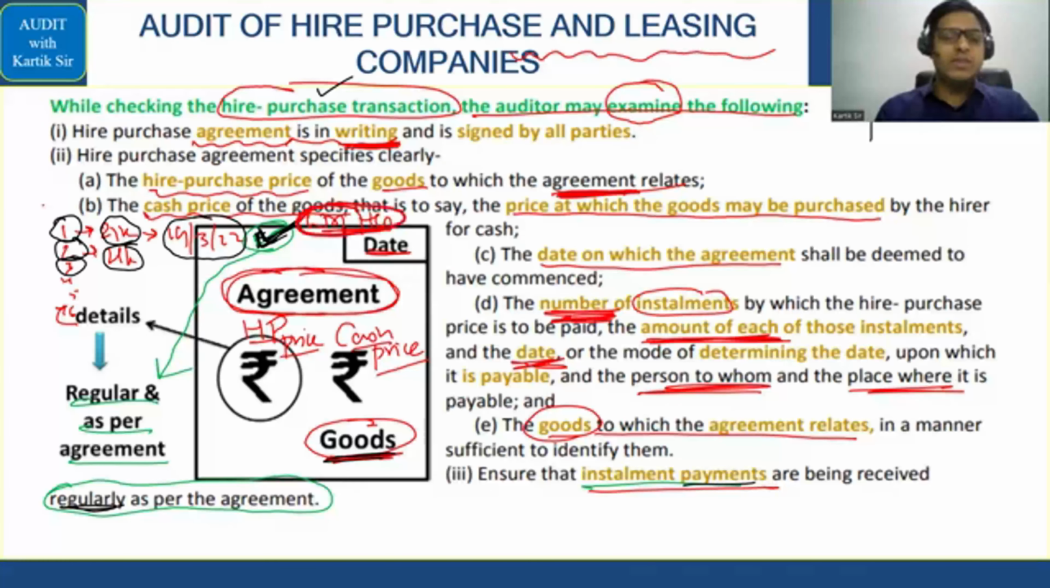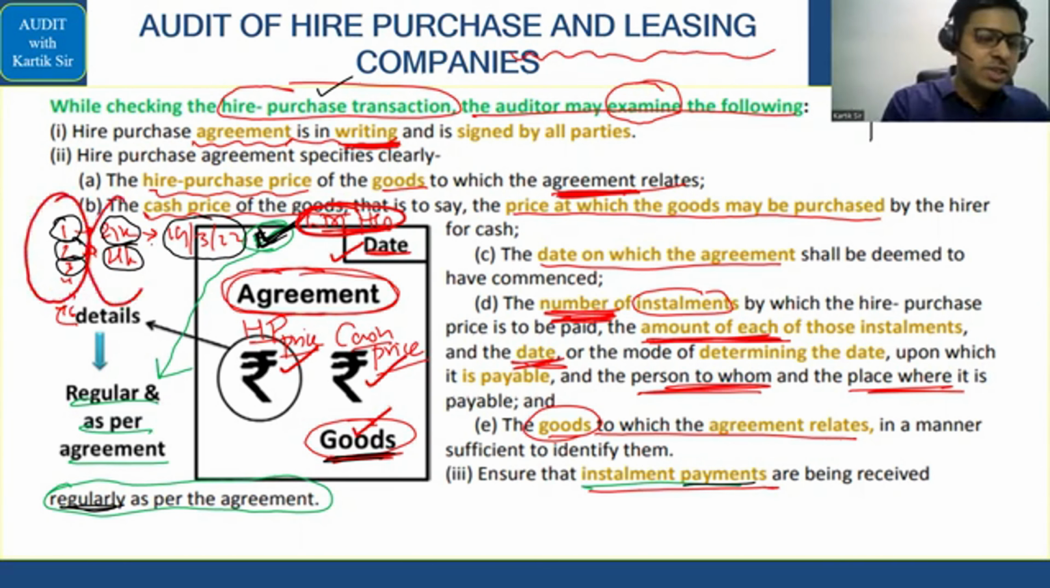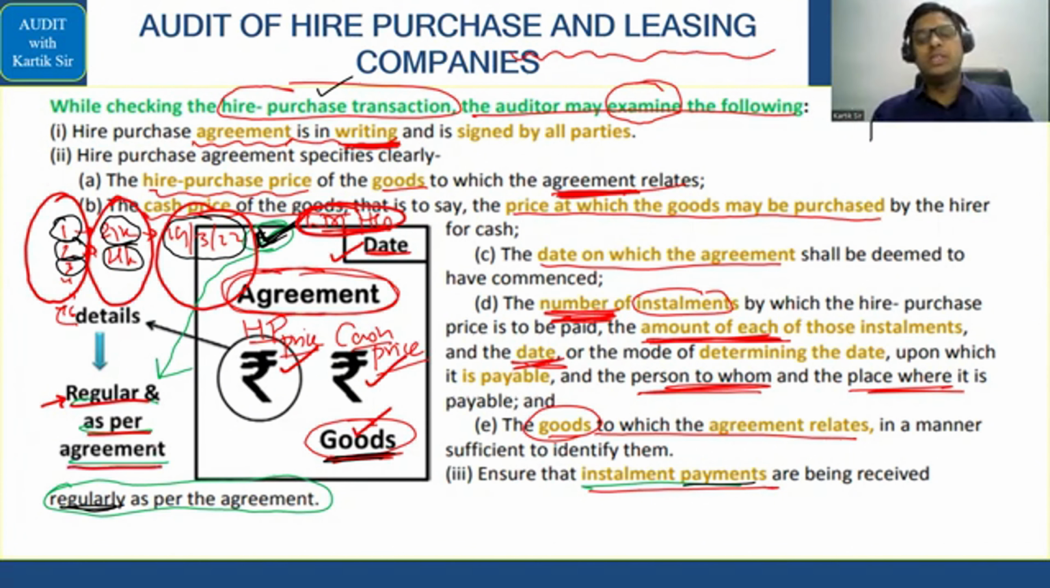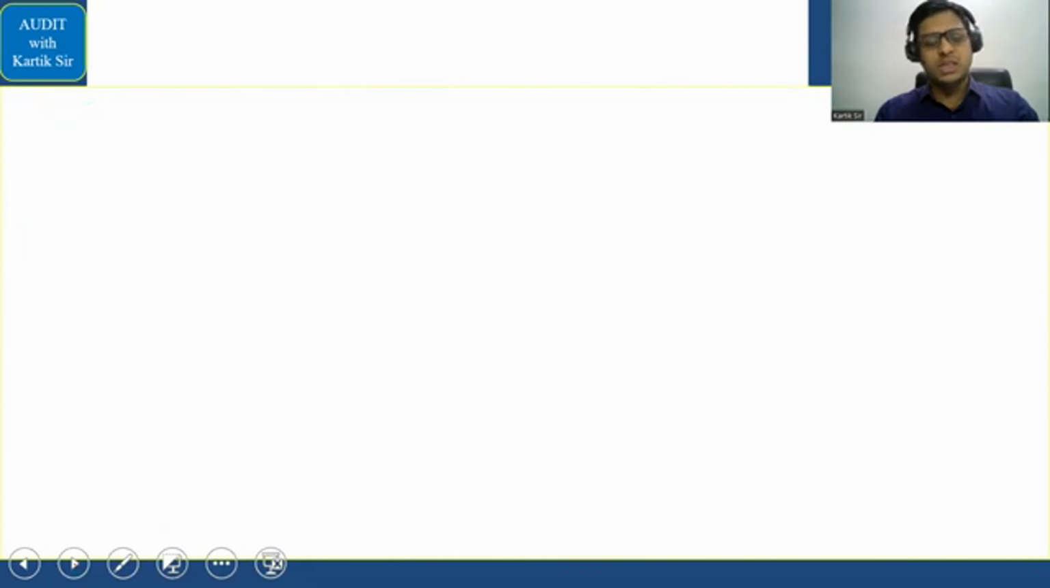Second, the auditor will check whether the date is mentioned correctly. Third, he will check whether hire purchase price, cash price is mentioned correctly. And fourth, whether details of the goods are mentioned correctly in the hire purchase agreement. Regarding the hire purchase price, the auditor will specifically check the number of installments, the amount of each installment, and the date of the installment. The auditor will check whether the payment is received regularly as per the agreement. This is what the auditor will check in relation to any hire purchase transaction. Okay, very simple diagram based answer.